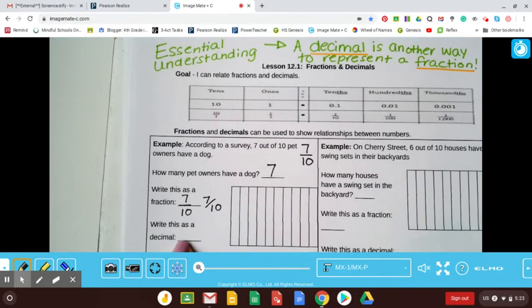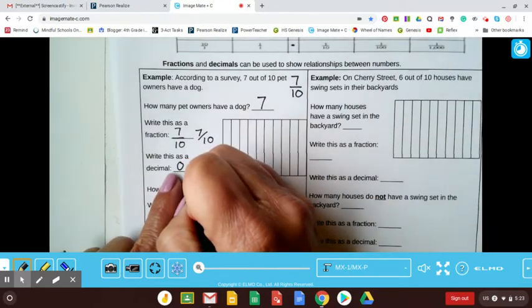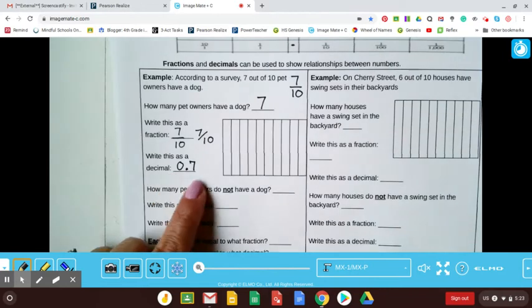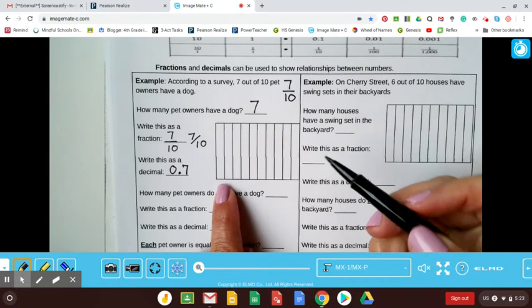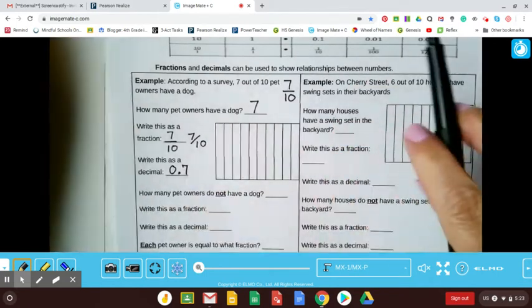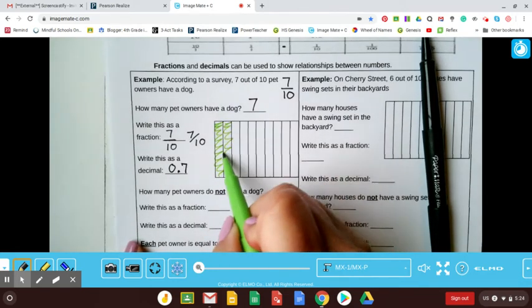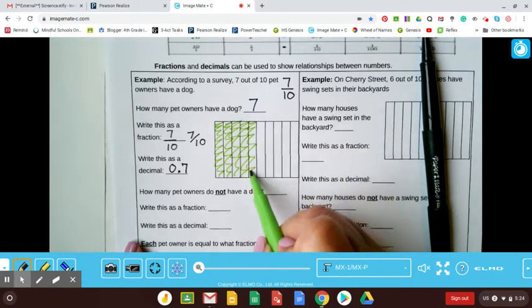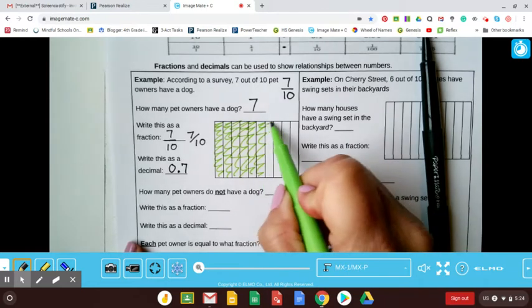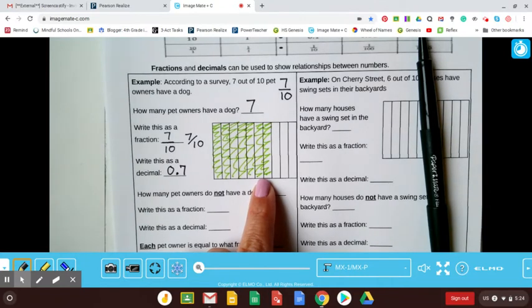Now let's write this as a decimal. So 7/10 as a fraction looks like that. And if I'm going to write it as a decimal, I would write it like this, 0.7. Now over here, I have 10/10, which make a whole. And if I wanted to shade in 7 of them to represent 7/10, I could do that. 1, 2, 3, 4, 5, 6, and 7. So this shows 7/10 as a model.